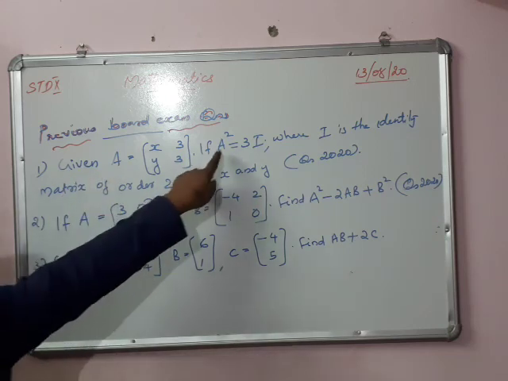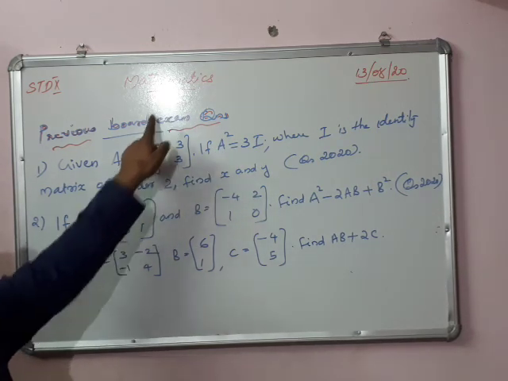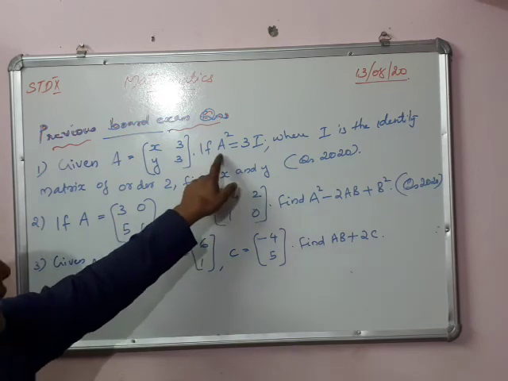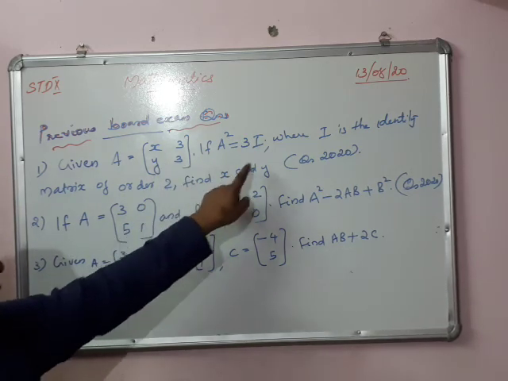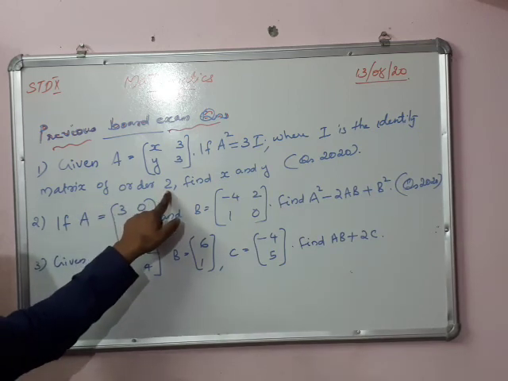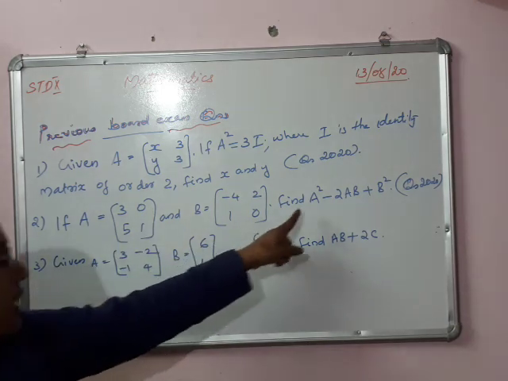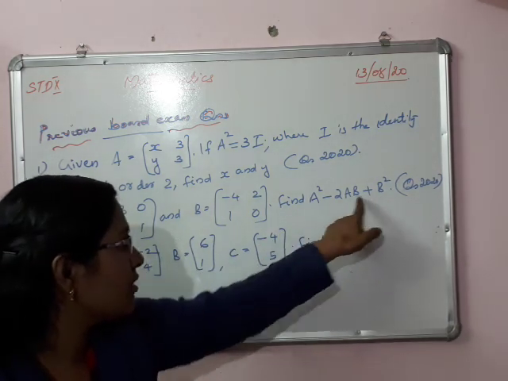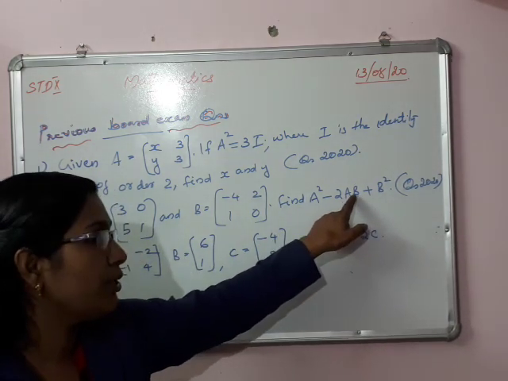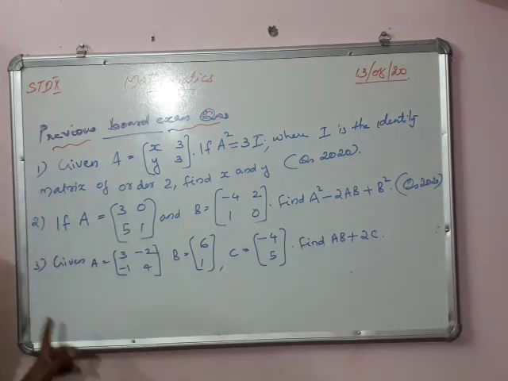Then, I told you, A square does not mean you give X square, Y square; that is wrong. A square means A into A. I is the identity matrix. Then a matrix of order 2 means a 2 by 2 matrix. That is the meaning of it. Write it here. Similarly, here also A square is there, B square is there, 2AB is there, A into B, after that multiplied with 2. Read the question carefully and solve.